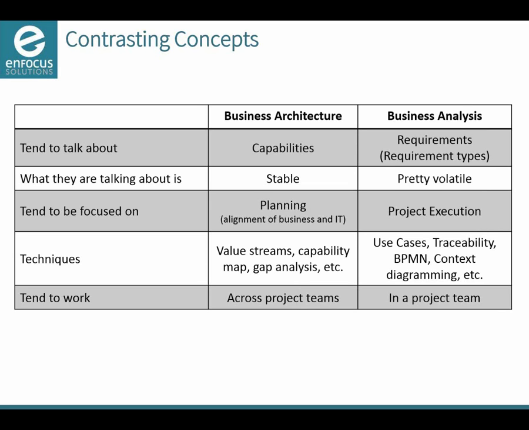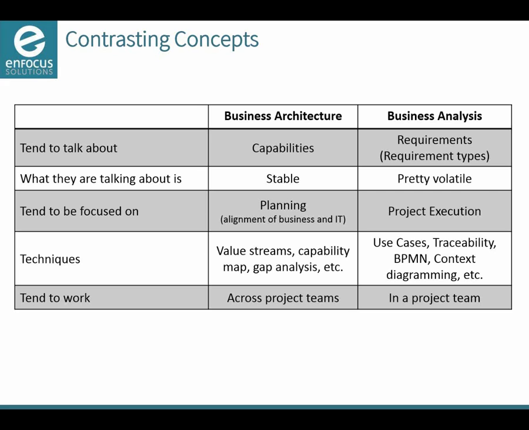In business analysis, we tend to talk about requirements or requirements types and argue about requirements types. And, Babak has got these types and Hembach has got these types, and et cetera, right? Because it tends to be very much what are the needs of a very specific instance of a project rather than overall what does the organization do, which are capabilities. And what we're talking about actually tends to be very stable in the business architecture world, right?